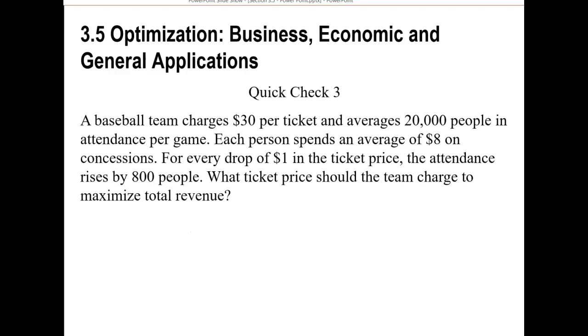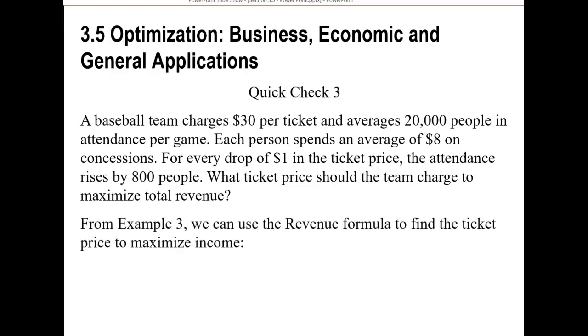All right. Another example that is similar. A baseball team charges $30 a ticket and averages 20,000 people in attendance. Each person spends an average of $8 on concessions. For every drop of $1 in the ticket price, the attendance rises by 800 people. What ticket price should the team charge to maximize revenue?